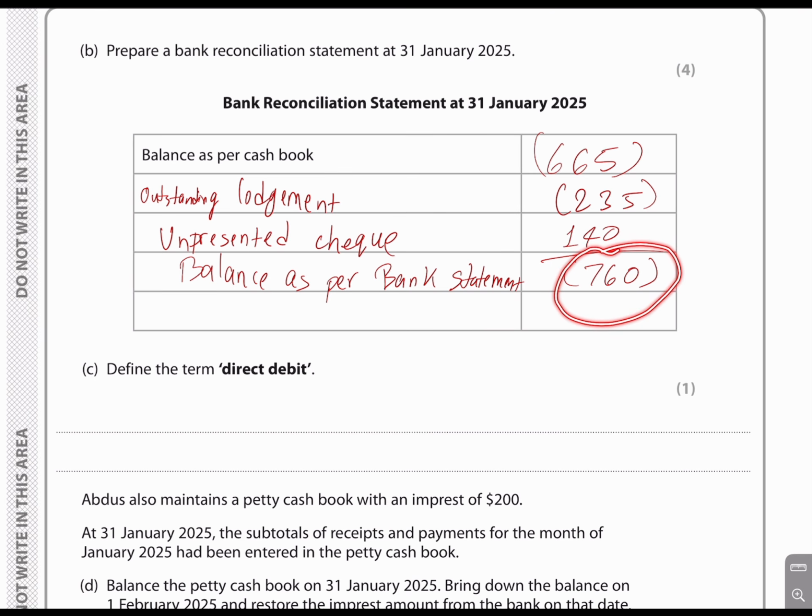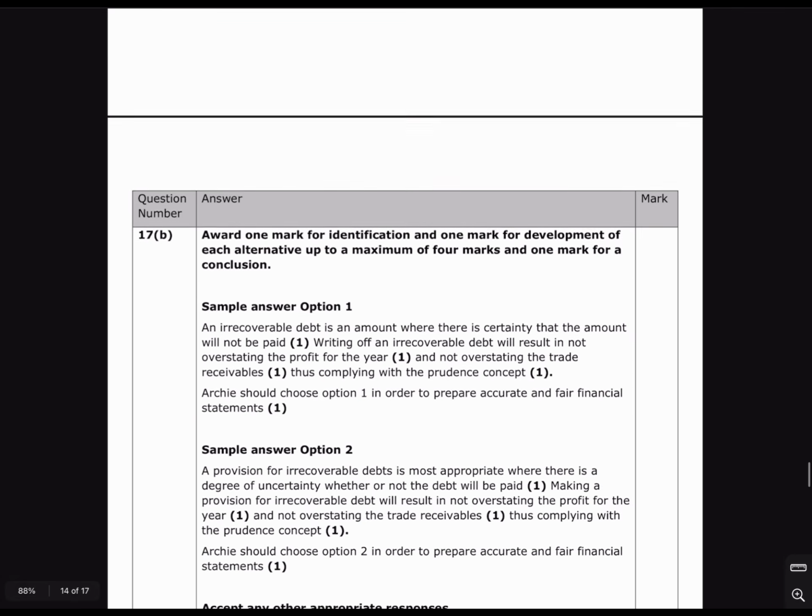Well, here it is balancing. So yes, we have done it right, and there are no more errors. The only reason why our cash book is showing this balance and the bank statement is showing this balance is because of these two time lags. I hope you are clear with this.